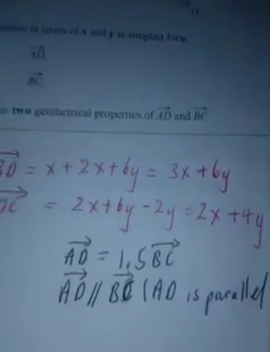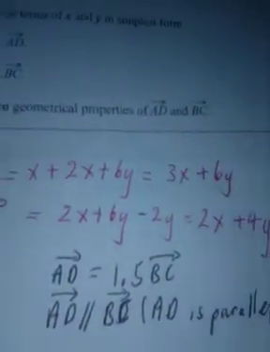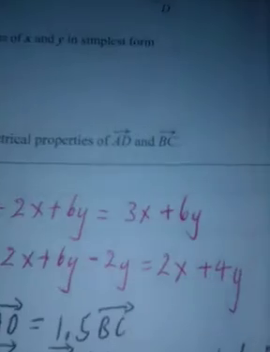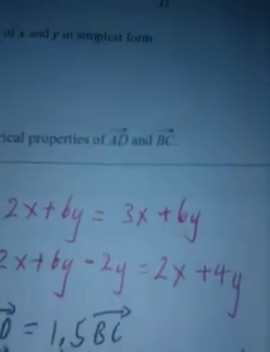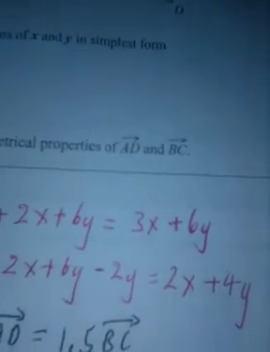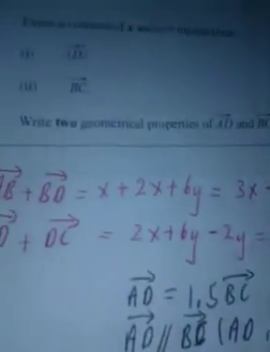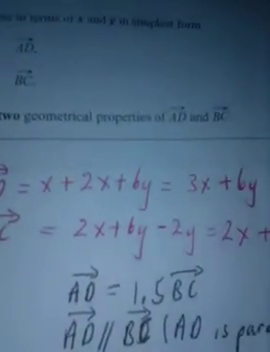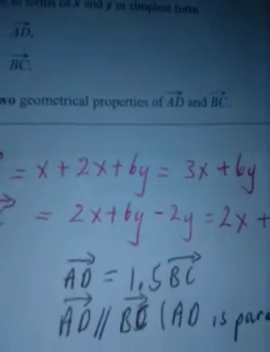Okay, good. Now it says here, write two geometrical properties of AD and BC. The first one is, I can't see anything right away, but what do I see? That AD is equal to 1.5 times BC. How do I know this? 4 times 1.5 is going to be 6. So 6 divided by 4 is 1.5, and 3 divided by 2 is 1.5. Therefore, vector AD is equal to 1.5 times BC.